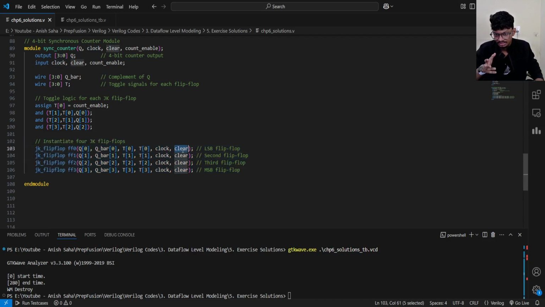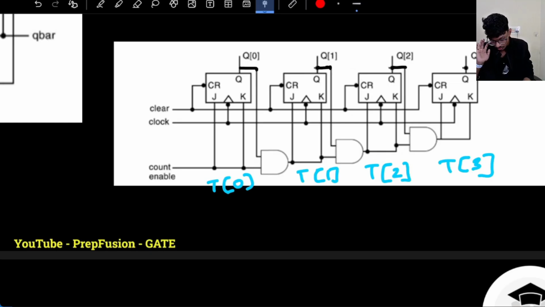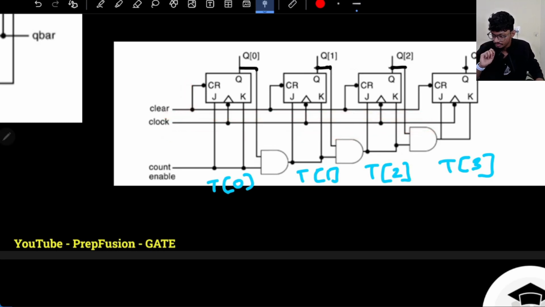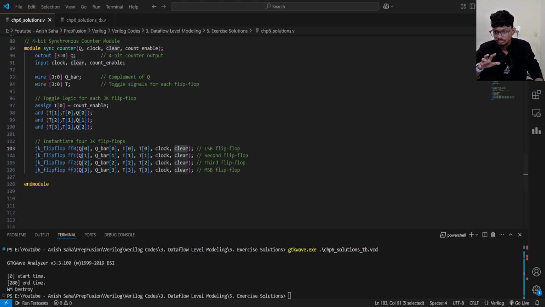And clock and clear are just the same signal only. It is connected in parallel. So here, clock and clear are connected in parallel. Okay, no problems with that. So I hope you have understood this part and logic.